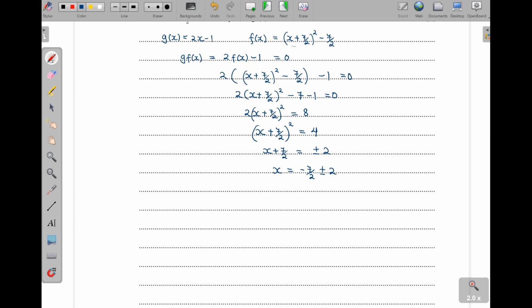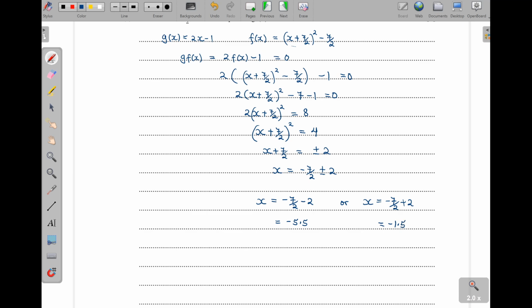So meaning you are going to have two values of x. So x is going to be minus 7 over 2 minus 2, or x can be equal to minus 7 over 2 plus 2. This is negative 3.5 minus 2, which will give us negative 5.5. And then this one here, negative 3.5 plus 2, we shall get negative 1.5.